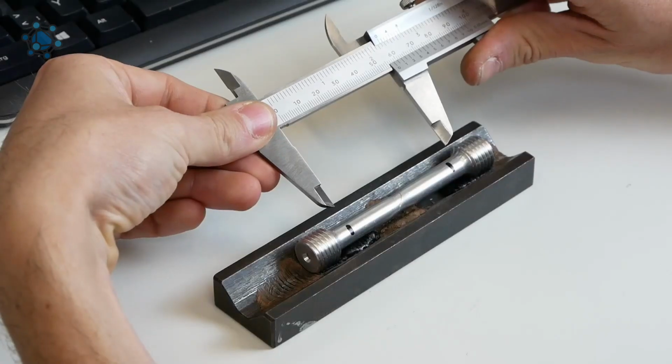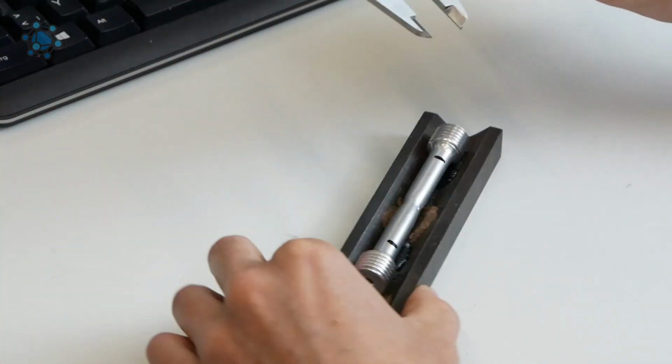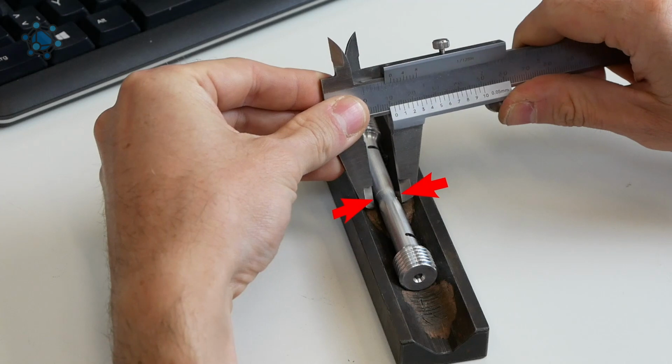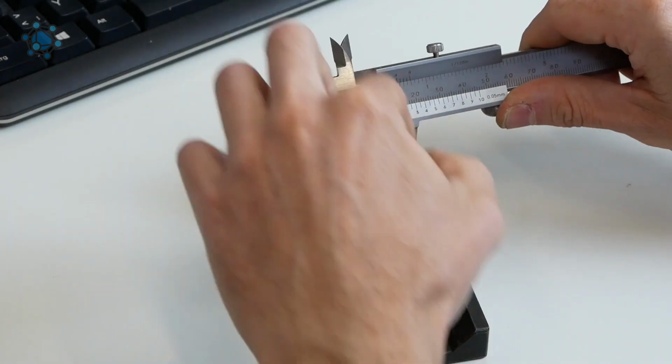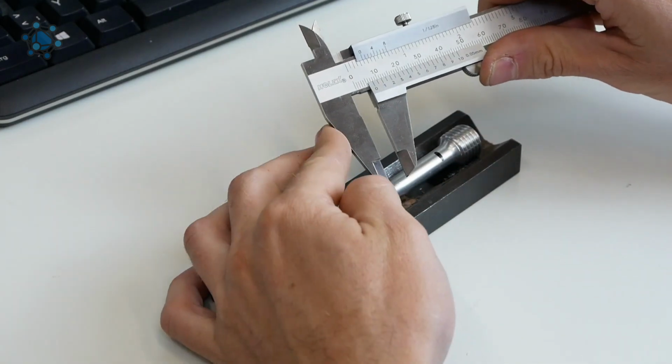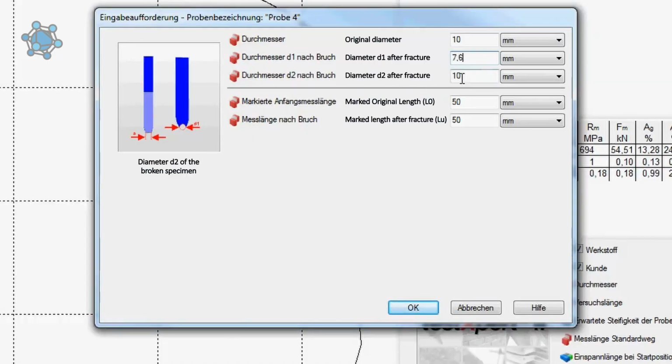To determine the percentage reduction of area, we also need the diameter after the fracture, or DU. This is also measured while the specimen is held together in place, and the result is also transferred to the software.